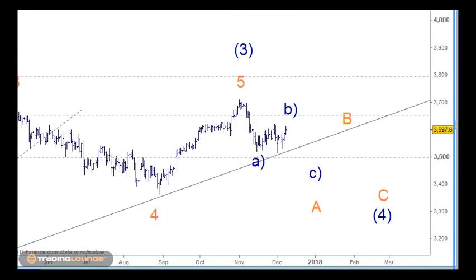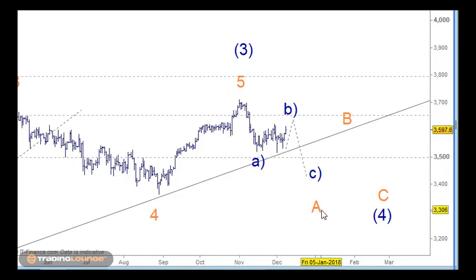Now, from the top here, we have 5 waves down, so we're looking for some sort of corrective pattern that's been drawn out a little bit while the US markets are still rallying. So we're looking for this to play out here before moving down. Because we've got 5 waves here, after a corrective move, we'll have another 5 waves down.